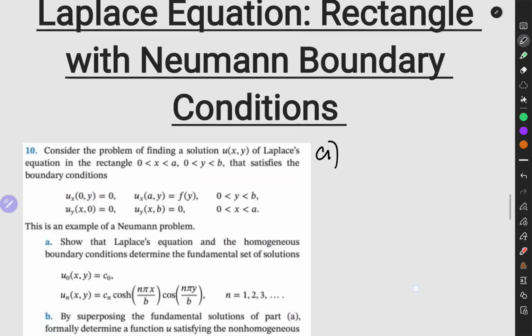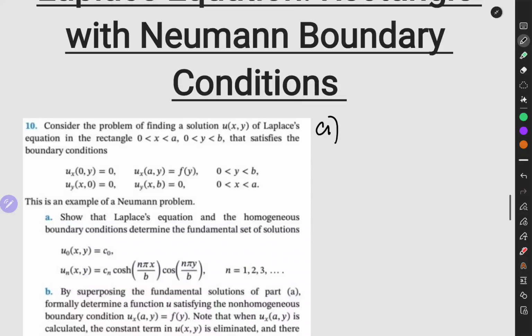So looking at part A here, it gives us the answer and it wants us to find the answer. It gives us the fundamental set of solutions right here for both u0 and u of n. So let's take these boundary conditions, let's rewrite them here. Oh, I'm looking at the wrong one. So our boundary conditions were given here.